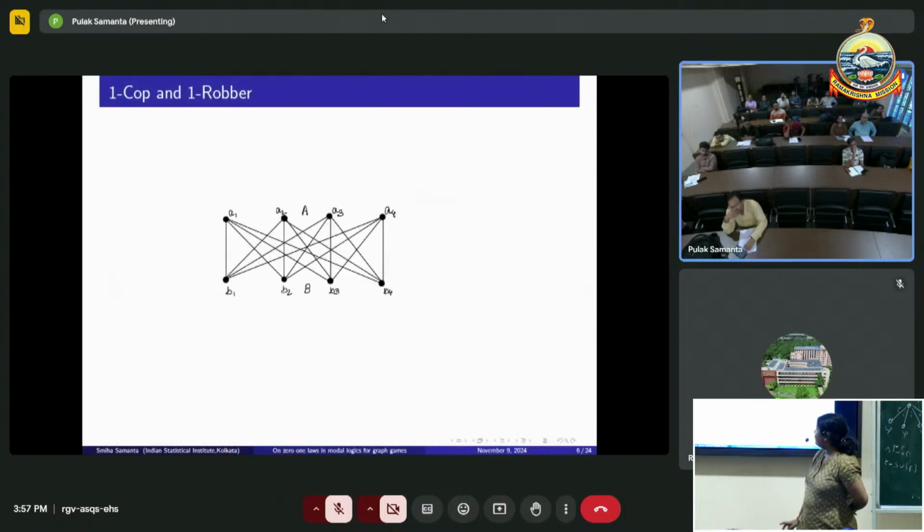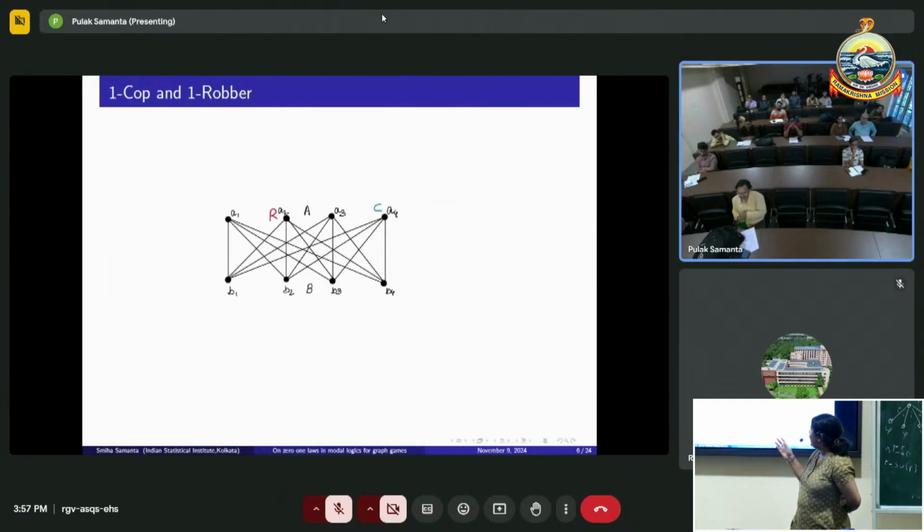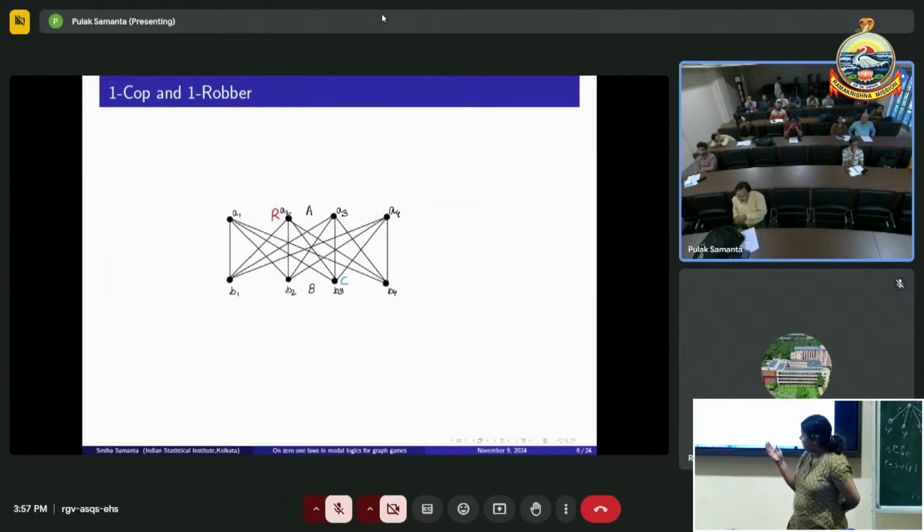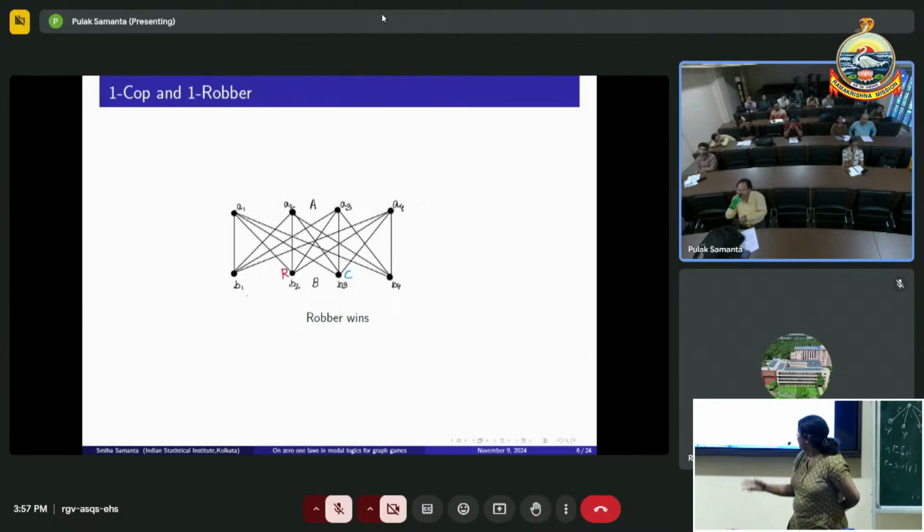For example, in this graph, there are 2 partite sets, one is A and one is B, and if the cop chooses any vertex of one partite set and the robber chooses to stay in the same set, then he always has a winning strategy. For example, if the cop chooses the point A4 and the robber chooses the point A2, then whenever the cop moves, the robber can, in the next move, immediately choose to stay in the same set and avoid the cop infinitely, in an infinite run. So the robber has a winning strategy in this graph.